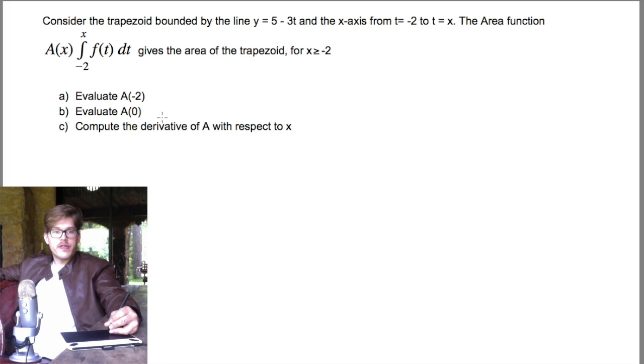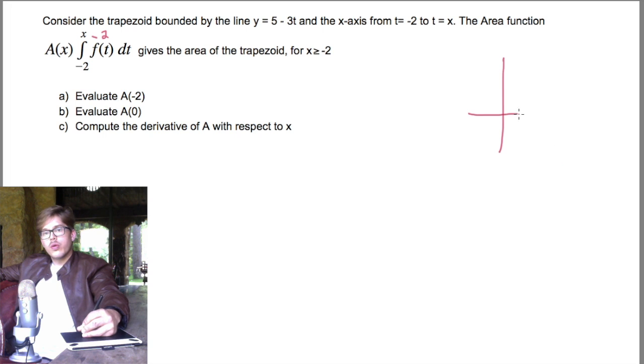Okay, so part A is evaluate A of -2. Well, that's just plugging in -2 for our x. And an integral from -2 to -2, well, that's just going from here to here. So no matter where you go, there's not going to be an area under any curve. So this is just 0.